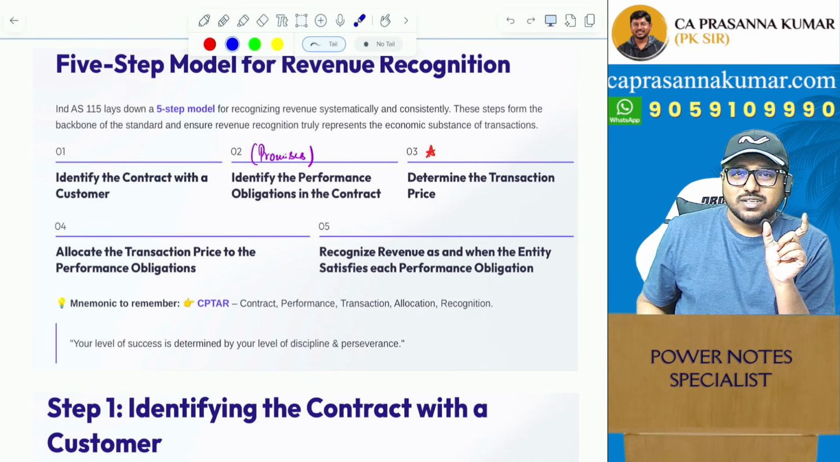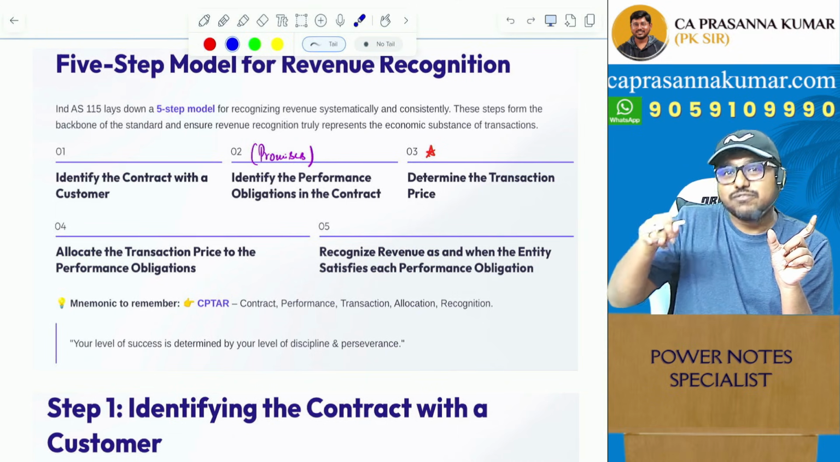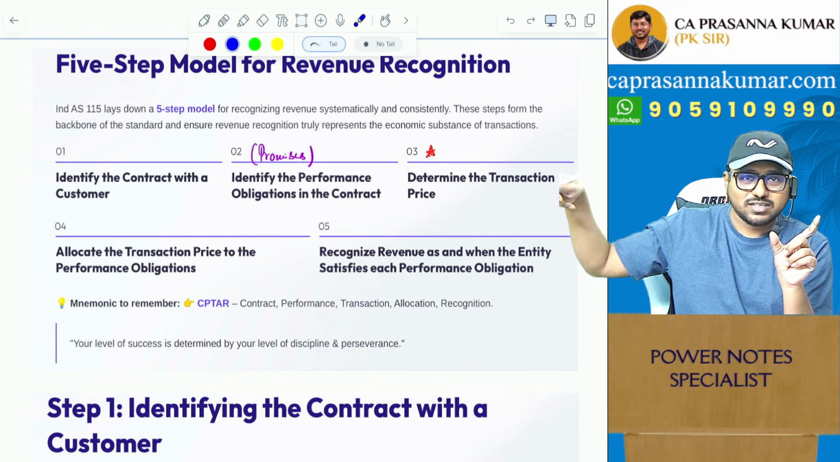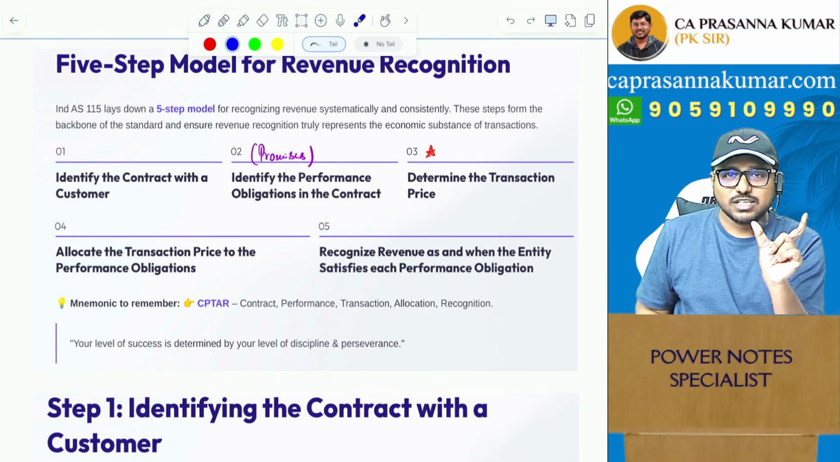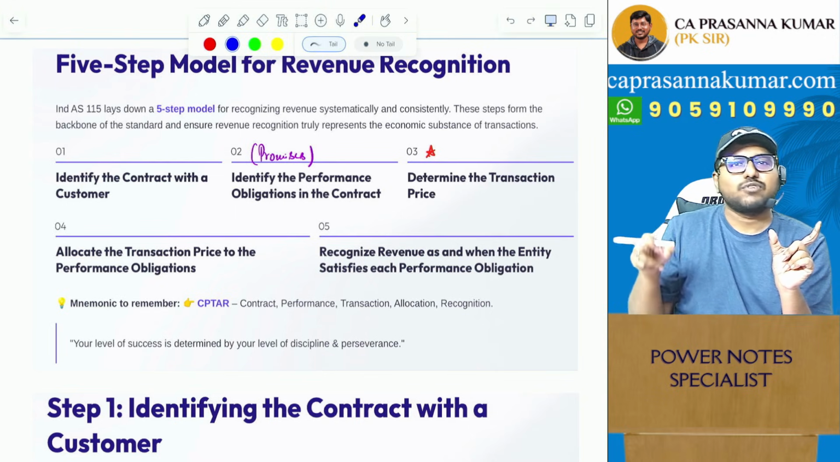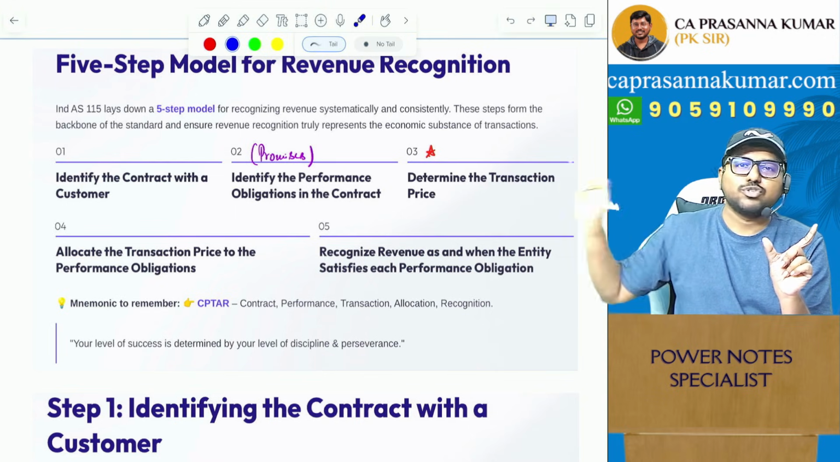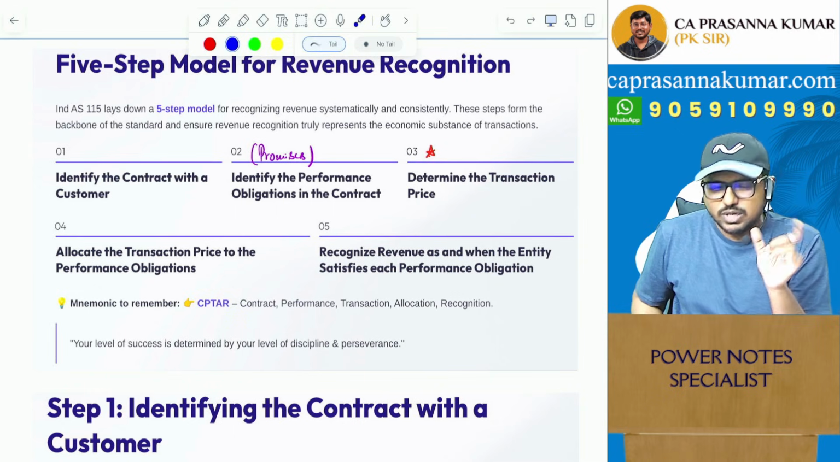Here you can ask me, sir, just now you have told that transfer of control should be the base for me to recognize the revenue. That's where the Holy Trinity comes into the picture. The moment PO is satisfied, it means that transfer of control did happen. Therefore, revenue should be recognized. Are you able to understand? This is where many students get confused.